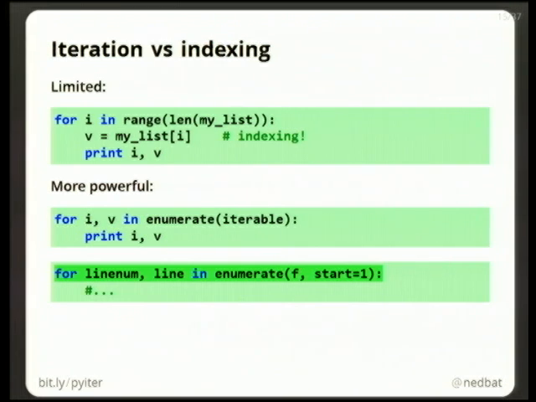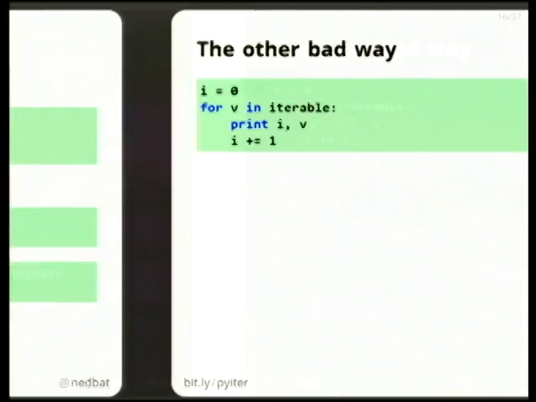Right? So if we wanted to read all the lines in a file with their numbers, we couldn't use the range of len of list trick. Enumerate does it for us, and it does it better because it's less code. We're not talking about integers, and so on and so forth.